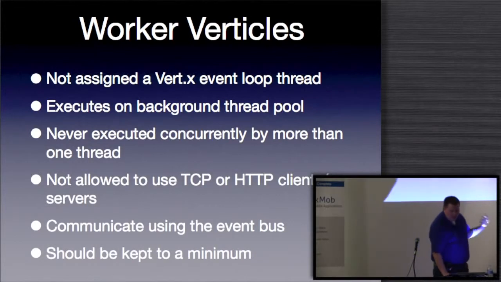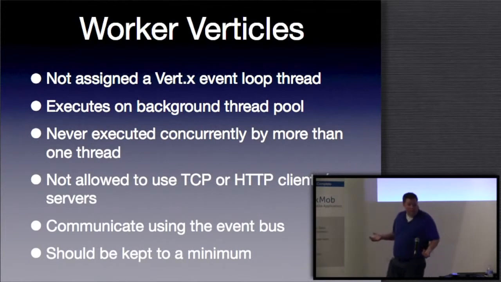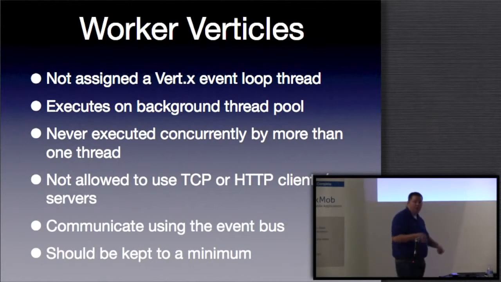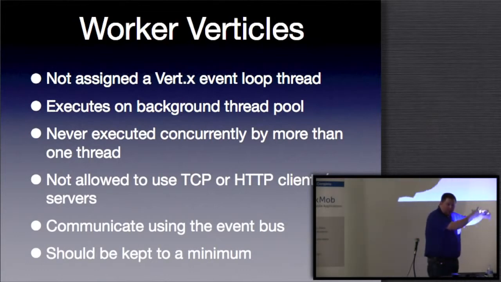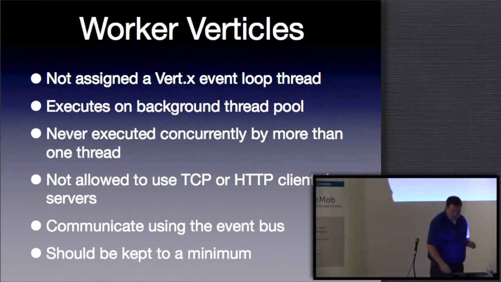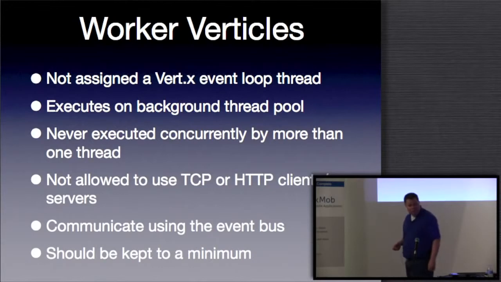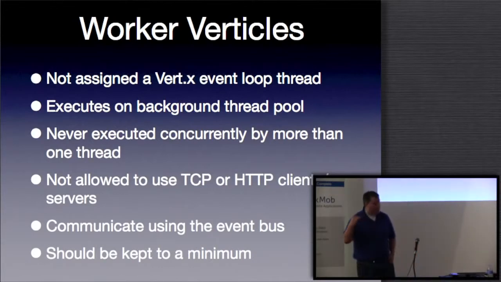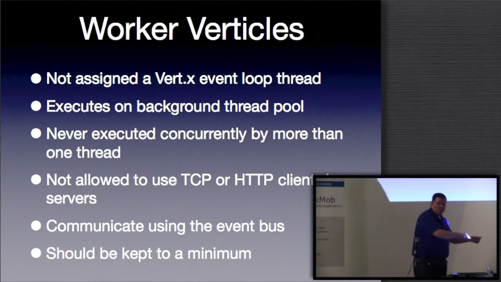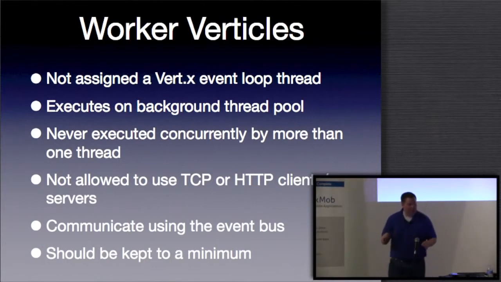Instead, we're going to manage a background pool of threads that we call background threads. And so I can flag any one of my verticles as a worker, and instead of it going into one of the event loop threads that equals my number of processors, it's going to go into that background thread pool. Just as with our regular verticles, workers never execute concurrently on multiple threads. So this gives us the same single-threaded programming model in the workers that we get with the normal verticles. However, they're not allowed to use the TCP or HTTP non-blocking APIs.